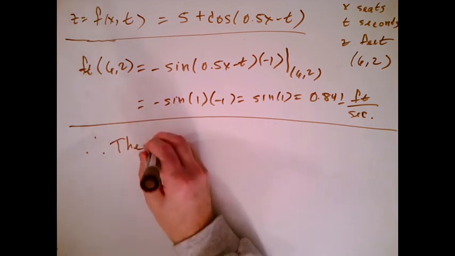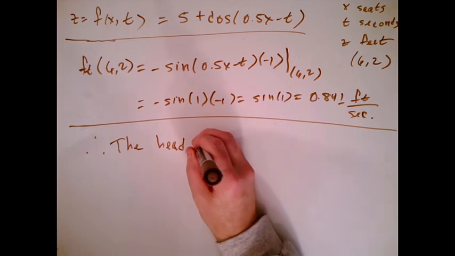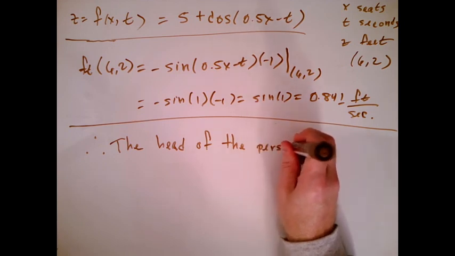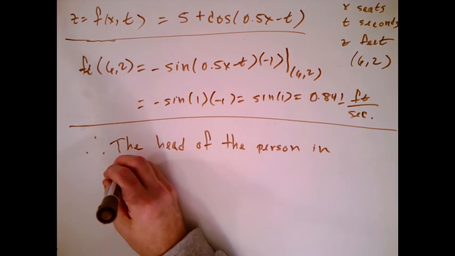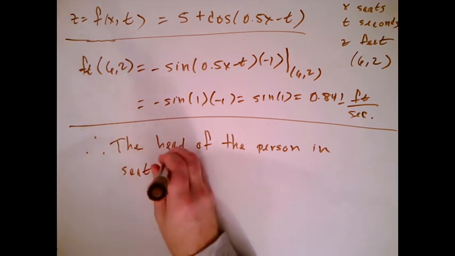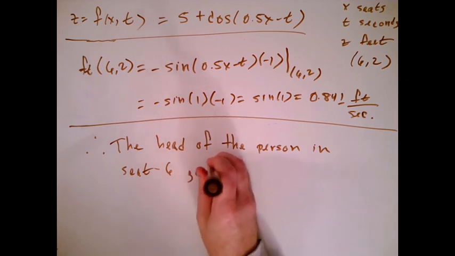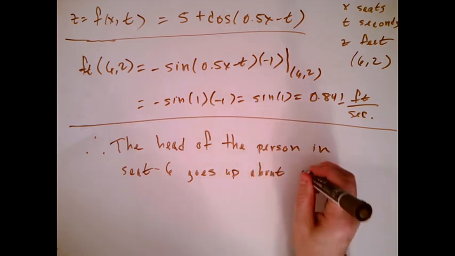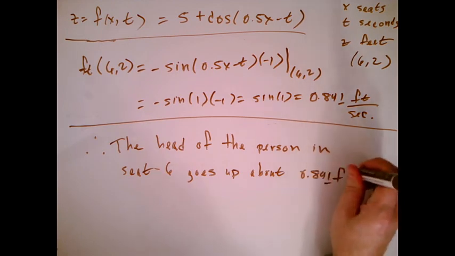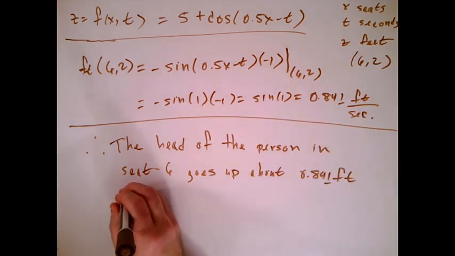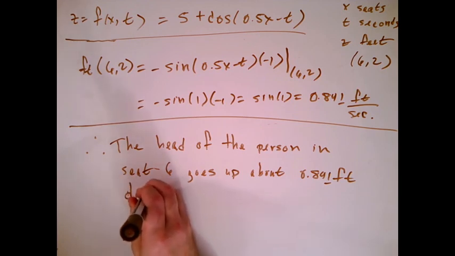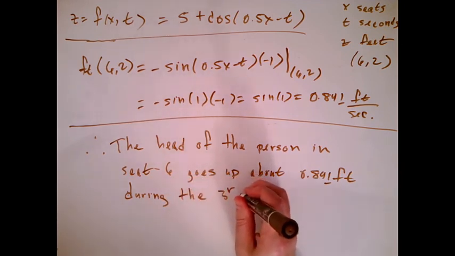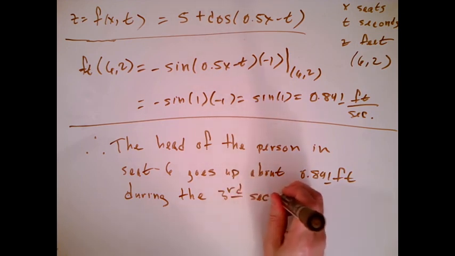the head of the person in seat 6 goes up about 0.841 feet during the 3rd second. How's that? During the 3rd second. I think that's right. Of the wave.